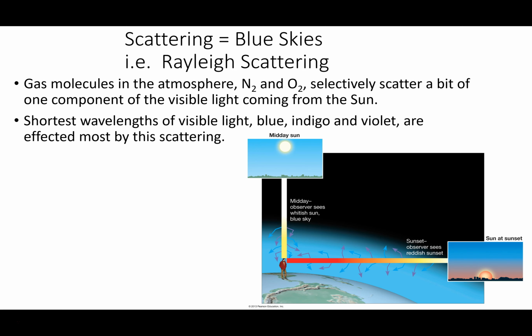Okay. Now here's the deal. If you are on the moon during the daytime, and let's just say it's noon on the moon, you don't have the Earth's atmosphere to do this scattering. So if you're at noon on the moon looking at the sun, you're not going to see a blue sky. You're just going to see the sun. I just think that's pretty cool.